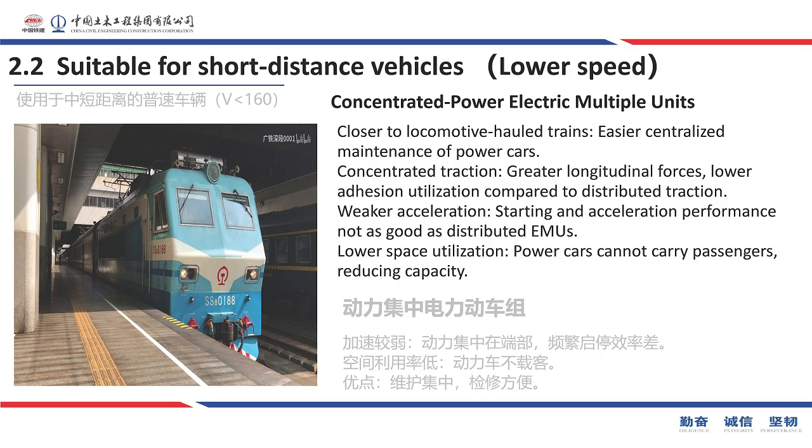Concentrated power electric for short distance. Concentrated electric trains have weaker acceleration and lower space efficiency since power cars do not carry passengers. However, they are easier to maintain thanks to centralized equipment.